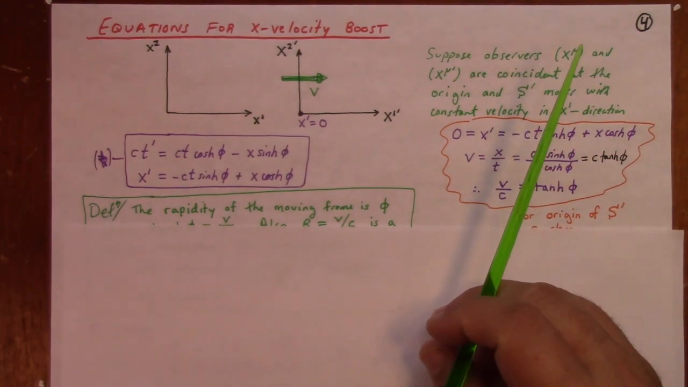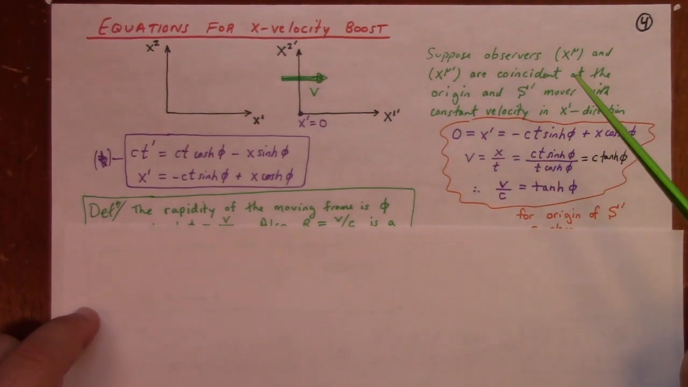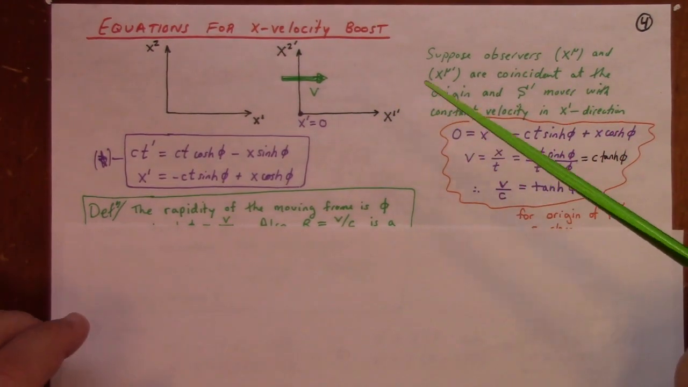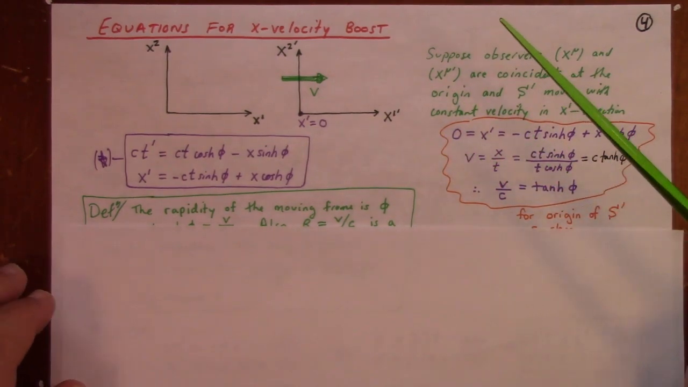Now, I haven't said anything about the y and the z directions because there's nothing to say about those at the level of position, right? y prime is equal to y, and z prime is equal to z, all right?